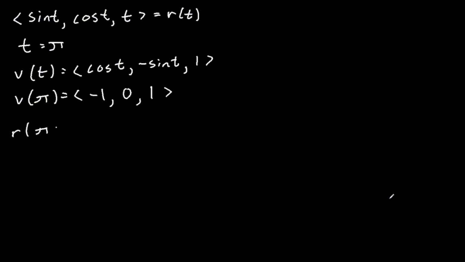Now all we have to do is plug in pi for r. So pi into sine is again 0. Pi into cosine is negative 1. And pi into t is just pi.